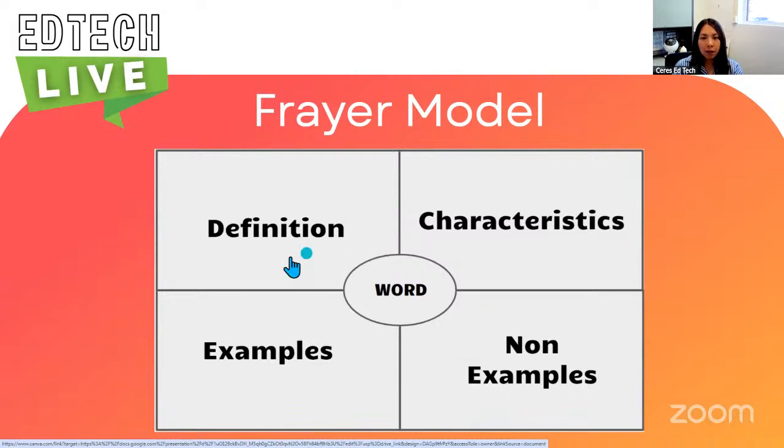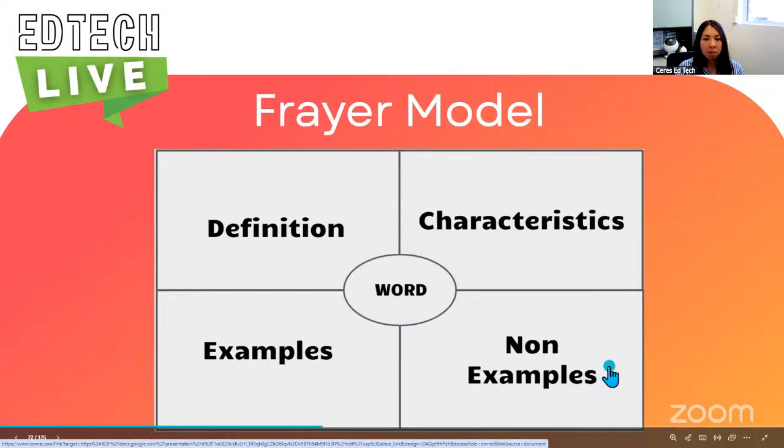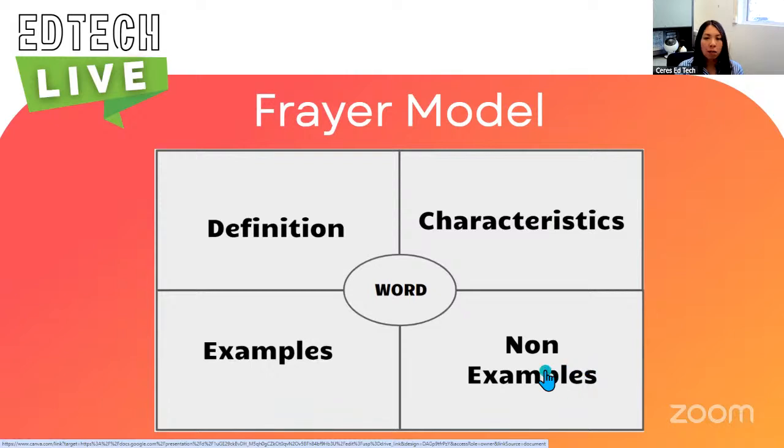The first one is the definition. That just means what the word or concept means. The second component is the characteristics. That means important factors or features about this word. Then we also have examples and non-examples that help us to build comprehension of what this vocabulary word could mean. So examples are things that fit or show the word. Non-examples are things that don't fit or show what the word means.